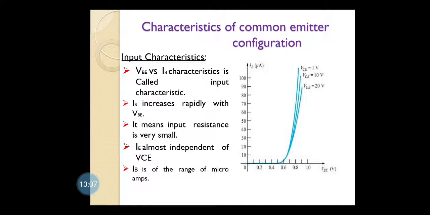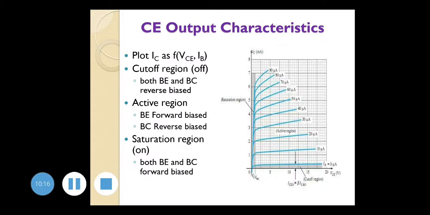IB is of the range of microamperes. So this is the input characteristic of common emitter configuration. Now next is the output characteristic of common emitter configuration. Now if you remember, output characteristic is a graph of output voltage and output current, but at the same time what you have to do is keep the input current constant.